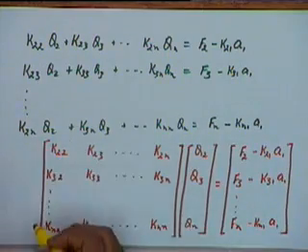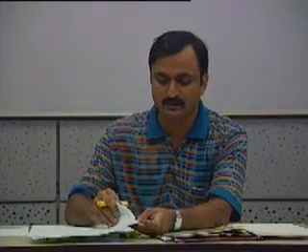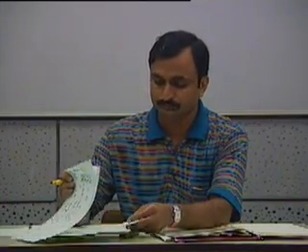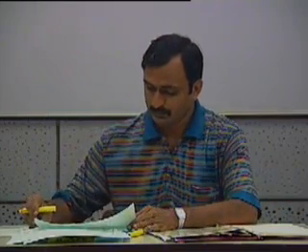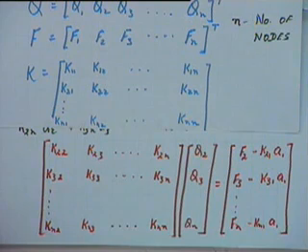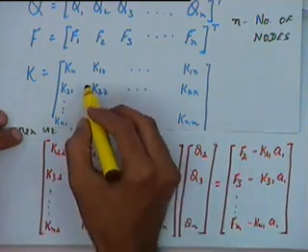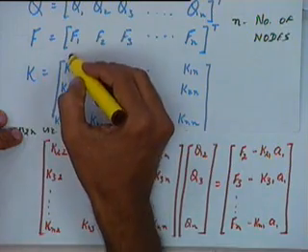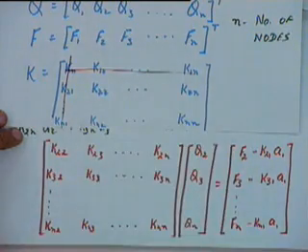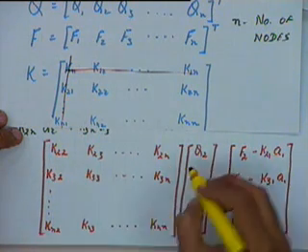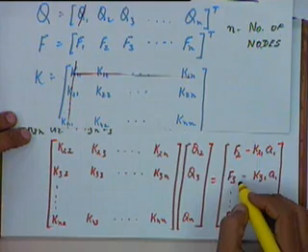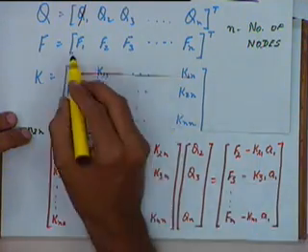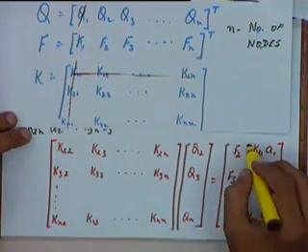Now, if you compare this matrix with the global stiffness matrix that we had, you'll find that these terms are all the same as these terms, except that the first column and the first row have been deleted. Q2 to Qn is the same as the Q vector, except that Q1 has been deleted. And this force vector is the same as this force vector, except that F1 has been deleted and these terms have been subtracted.